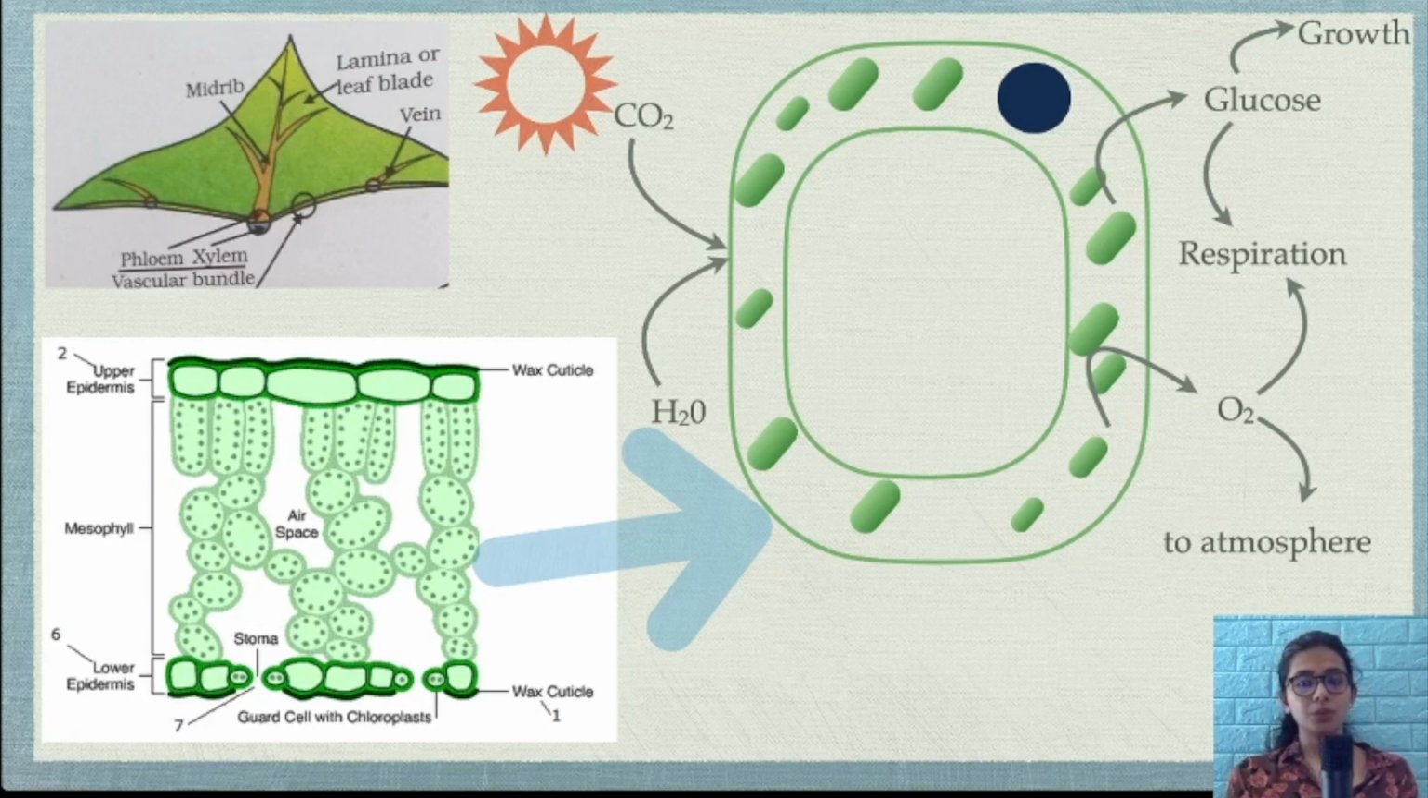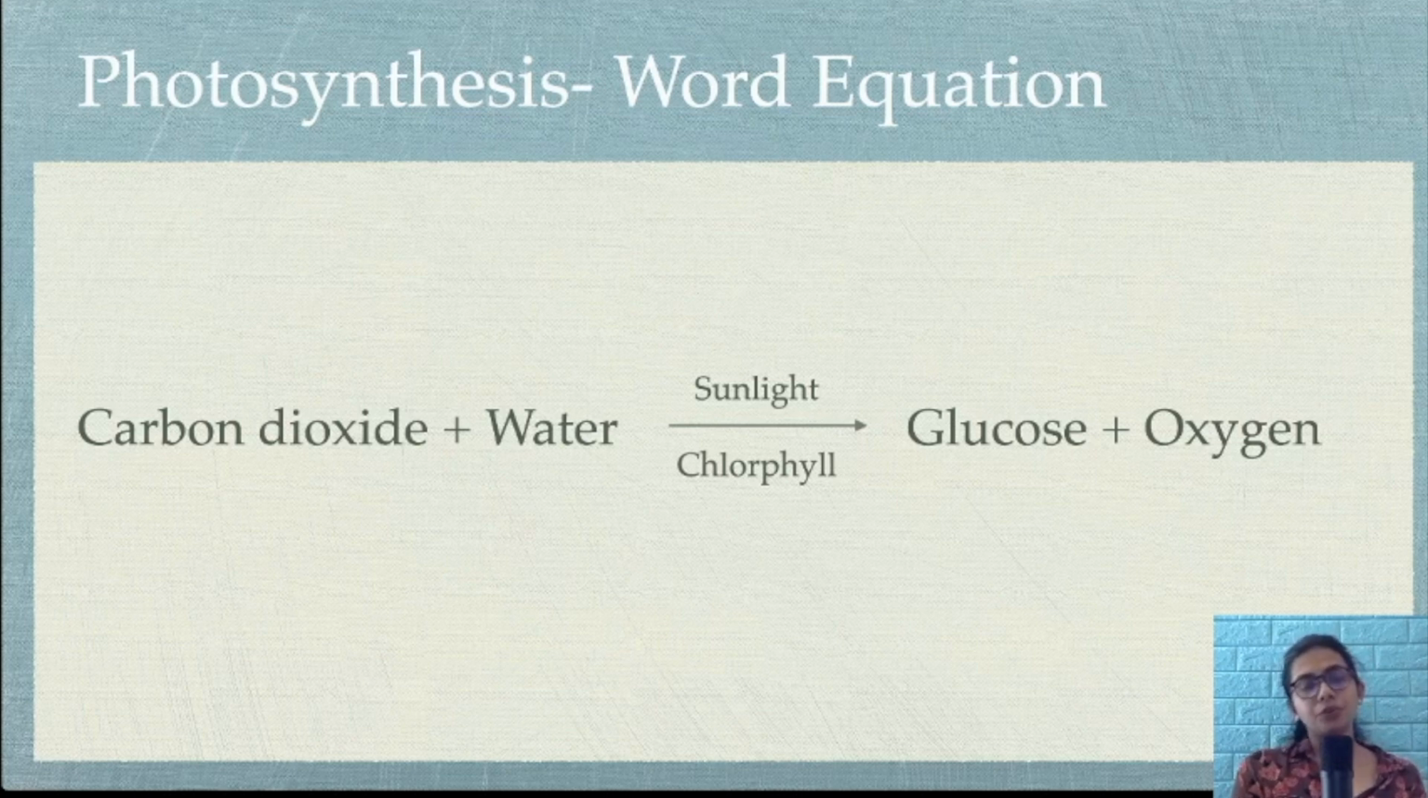Now, some of this glucose is used for growth. The rest of the glucose is used for respiration. Same goes with oxygen. Some of it is used for respiration and the rest is released into the atmosphere. So this is the broader picture of what happens to the carbon dioxide and water that the plant takes in. Now let's get the word equation for photosynthesis. The plant takes in carbon dioxide and water. So carbon dioxide plus water in the presence of sunlight and chlorophyll gives glucose and oxygen, right?